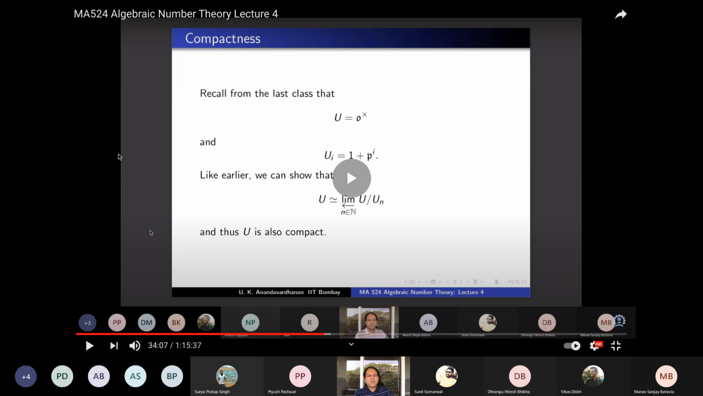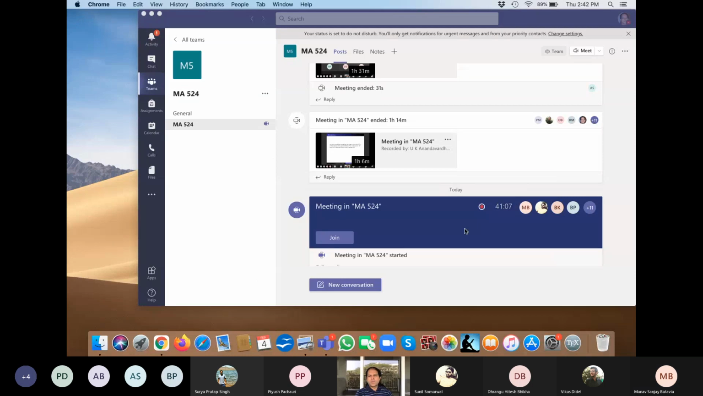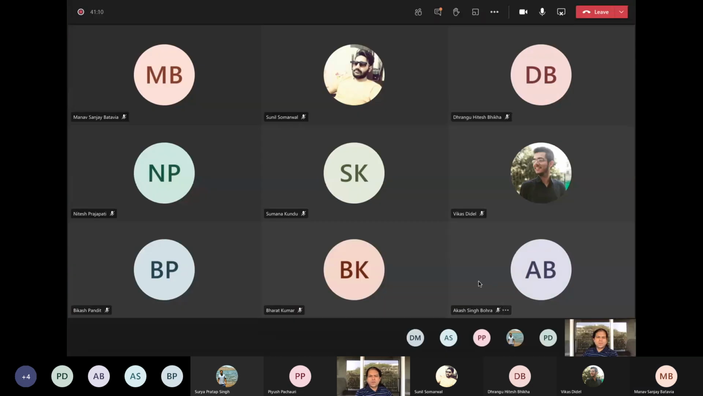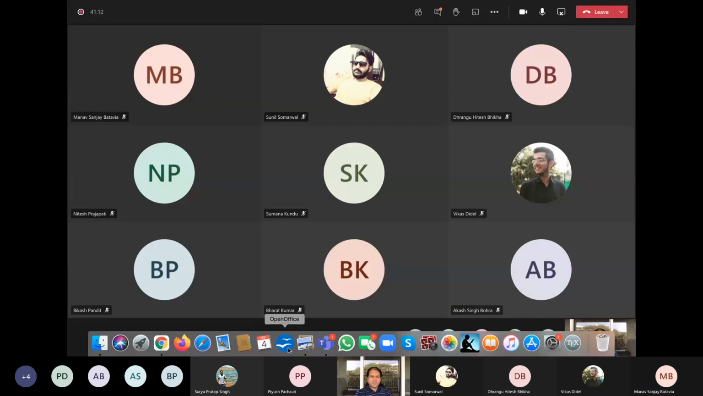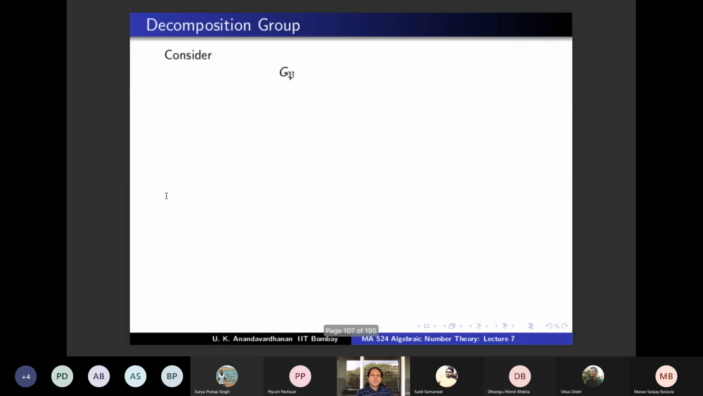I don't know whether it was audible. Anyway, you can check. It's there in Lang's book, infinite Galois group. It was audible? Okay, good. So the topology on the Galois group is called the Krull topology. It's the same Krull. I checked in Wikipedia.